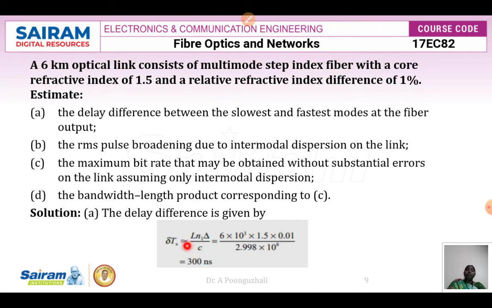The given L value is 6 kilometers, so 6 into 10 power 3, n1 is 1.5, delta value is 1%, so it is 1 by 100, 0.01, divided by c value, which is 3 into 10 power 8. If I substitute it, the delay difference is going to be 300 nanoseconds. That is the first part. Next is RMS pulse broadening.